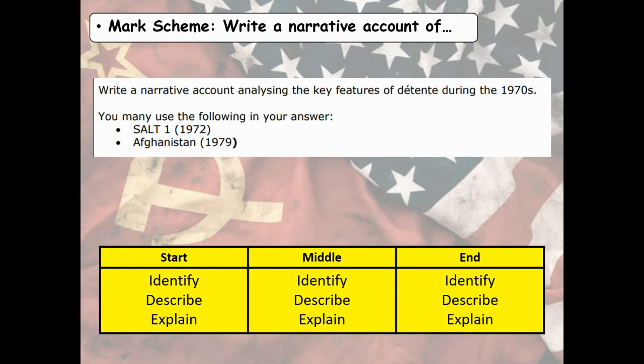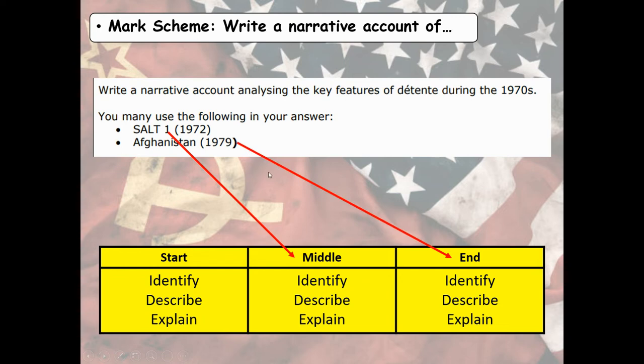So this example here is: write a narrative account of detente during the 1970s, and you're given 2 bullet points, SALT and Afghanistan. Now the question is talking about detente, so you are clearly going to be trying to talk about the positive things that happened during the 1970s. And we know that Afghanistan was where detente ended. So automatically you would know that would be your end event. SALT, because it's one of the big significant events, you maybe would want to put in the middle, and Afghanistan you would save to the end.